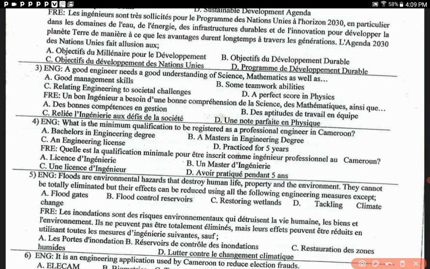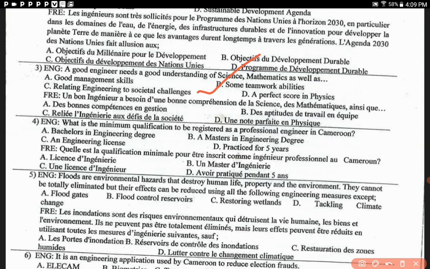Just look at the Concours question. As simple as it is, you don't have to reason out of the box. In this question, the answer is C, and I'm going to be explaining to you why. A good engineer will need a good understanding of how to relate engineering to societal challenges.